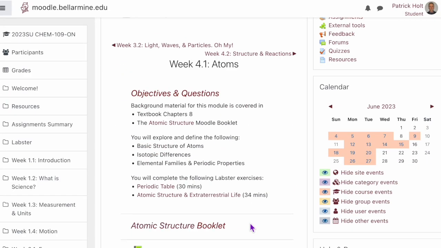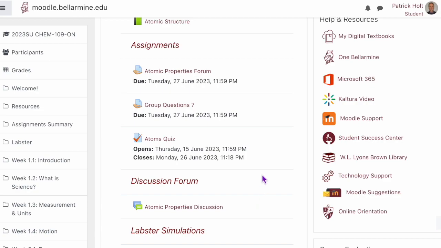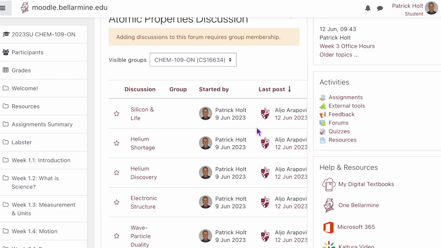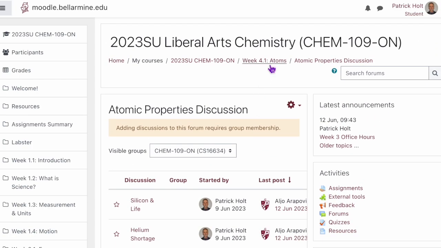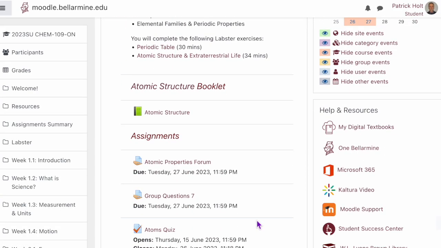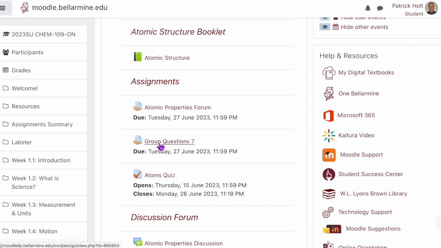Going back to the main module, of course, then we've got our assignments, which again are typical for these particular modules. There is a discussion forum, the Atomic Properties Forum, where we have 5 basic discussion questions here for you to address. Some involve a little bit of research on your part. There are group questions as usual. Same kinds of things as you've seen before.